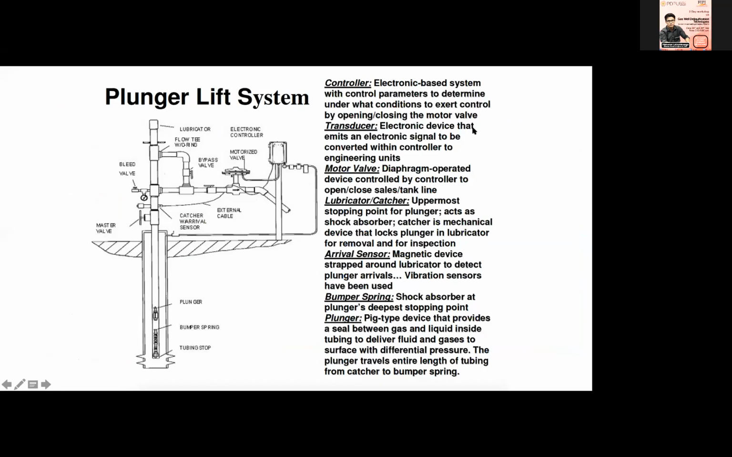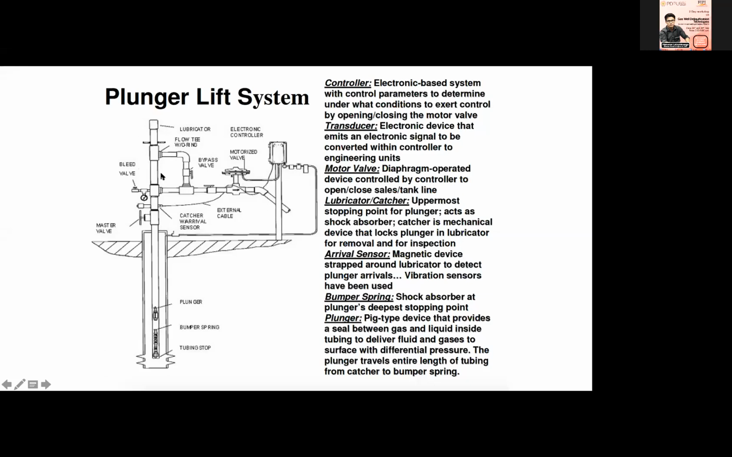It is an electronic device which will emit an electronic signal, and it will convert this signal into engineering units for the other system to understand. And then you have the motor valve, which will basically close and open your valve.